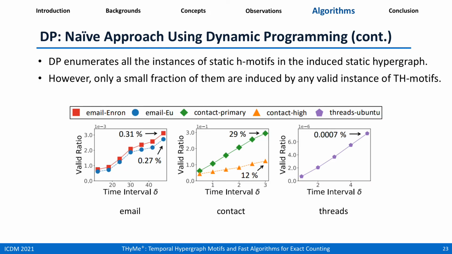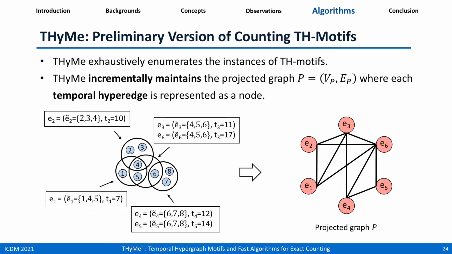However, the problem of DP is that it enumerates every connected instance in the induced static hypergraph, ignoring any temporal information. Only a small fraction of the instances enumerated in the induced static hypergraph are used to count any instances of TH-motifs. To exploit this finding, we propose THyMe, a preliminary version of counting TH-motifs. THyMe exclusively enumerates the instances of TH-motifs, so there is no redundant enumeration, which was the problem of DP.